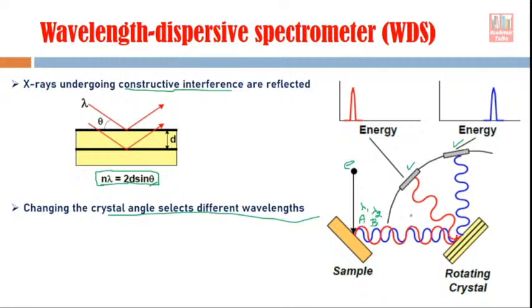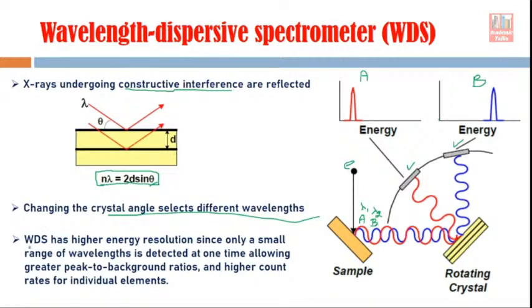Because of all this setup, it is possible to separate out the signals corresponding to different elements. So now you see here, this signal is there because of element A, and this blue signal is because of element B, because they are detected with the help of different detectors like this.